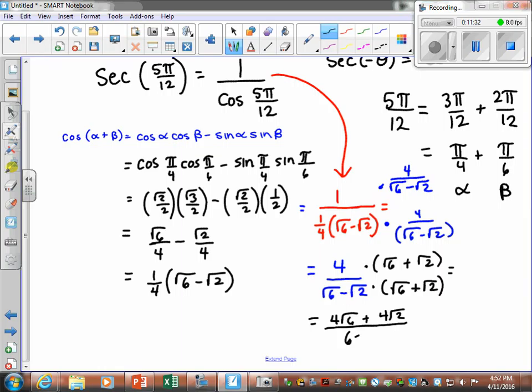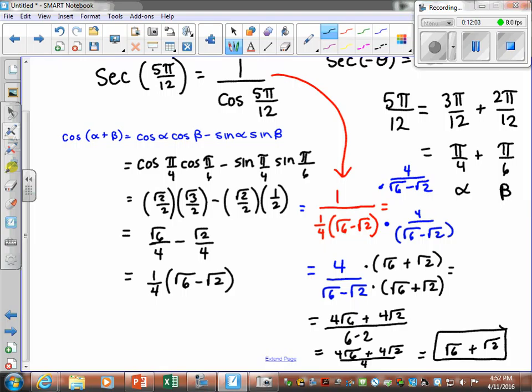So if you need to work that all the way out, you can do that. And that's just going to give us 4 square root of 6 plus 4 square root of 2 over 4. And then what do each of these terms have in them? A 4, and a 4. So let's reduce everything, factor out a 4, divide a 4 out of everything, and we would be left with square root of 6 plus the square root of 2.